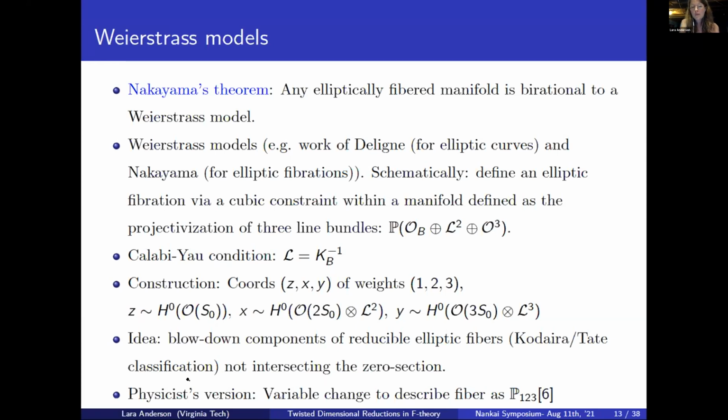From a more birational geometry point of view, the idea is to blow down components of reducible elliptic fibers that do not intersect the zero section. This leads to the Kodaira-Tate classification. And the physicist version is this projective bundle. You can do a variable change to describe the fiber as a degree 6 hypersurface in P1,2,3.